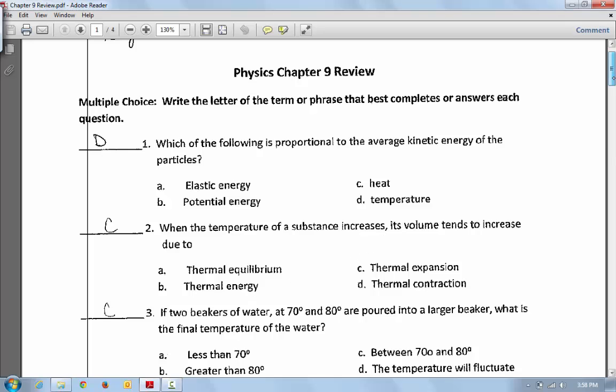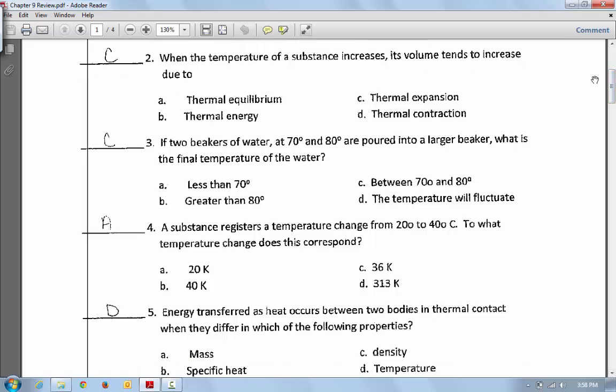I have two beakers of water, one at 70 and 80, and they're poured into a larger beaker. What's the final temperature of the water? The final temperature should be between 70 and 80.